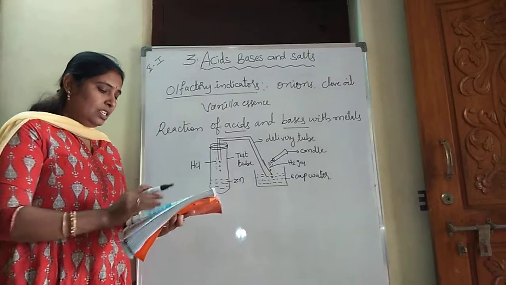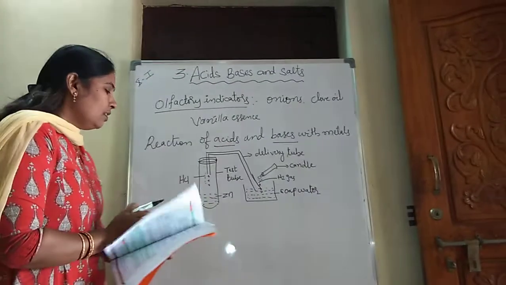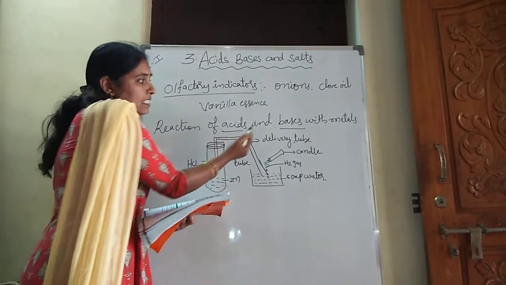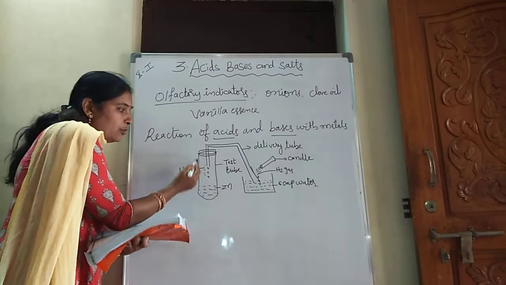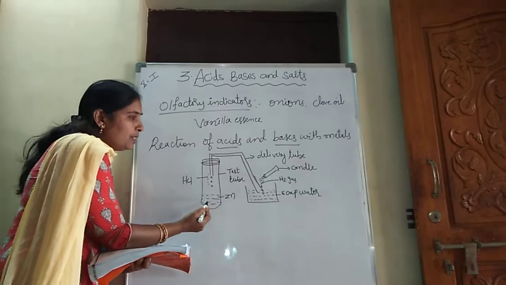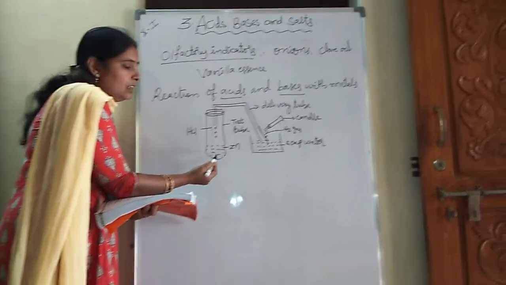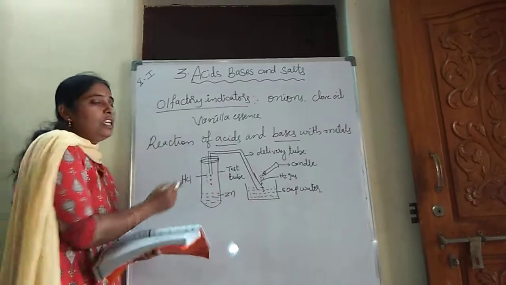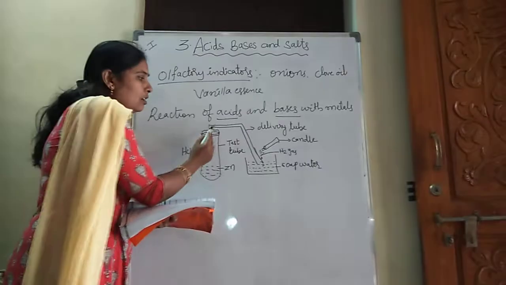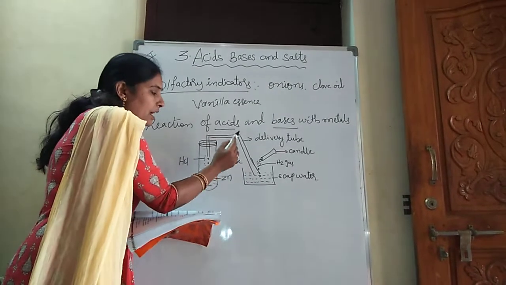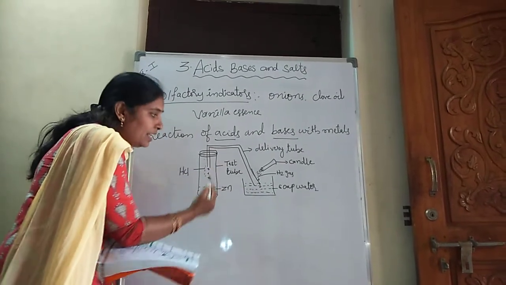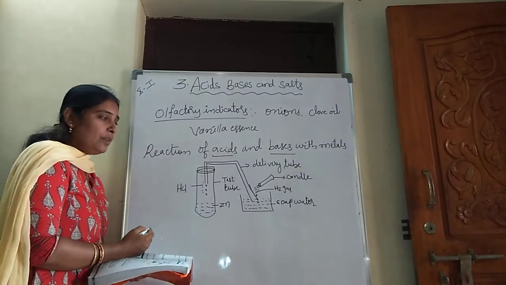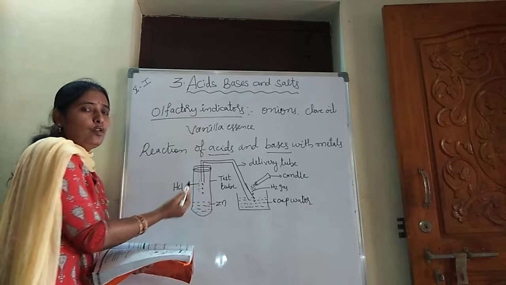Let's see the activity. Here one activity is described. We are using materials and apparatus in this activity. What is our aim? Reaction of acids and bases with metals. Here we are using a test tube. In that test tube, a few pieces of zinc granules. Zinc granules are nothing but pieces, and it is closed with a single-hole rubber cork. Through that rubber cork, we are passing a delivery tube, and one end of the delivery tube is in the test tube and the other end is in a beaker containing soap water. Slowly you add a few drops of HCl.